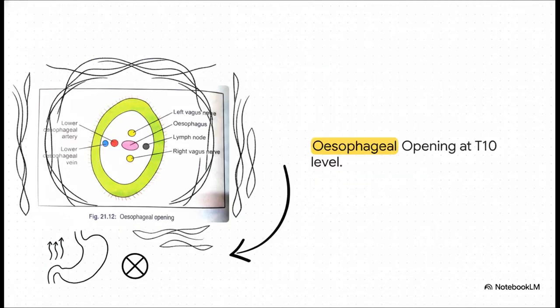Next, descending down to the T10 vertebral level, we have the esophageal hiatus. Now, unlike the caval opening, this one is located in the muscle itself, specifically the right crus. Notice how the muscular fibers of the right crus crisscross, or decussate, right around the esophagus. Why on earth does it do that? Well, it forms a physiological sphincter. When the diaphragm contracts, those fibers physically constrict the esophagus, which stops stomach acid from refluxing back up into your chest. Along with the esophagus, this opening also transmits the anterior and posterior vagal trunks and the lower esophageal vessels.